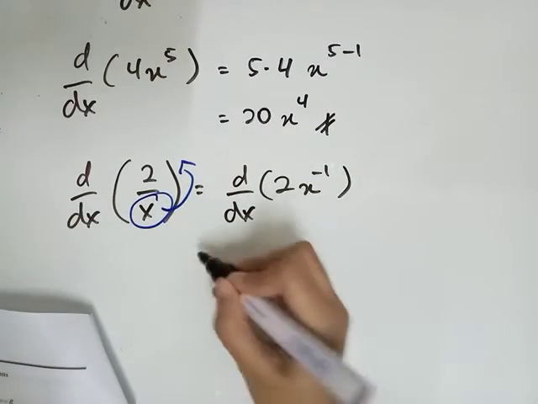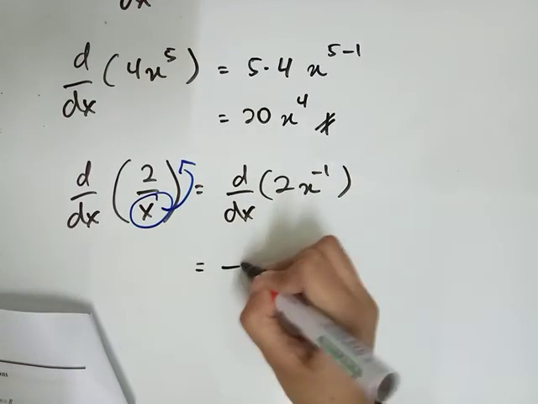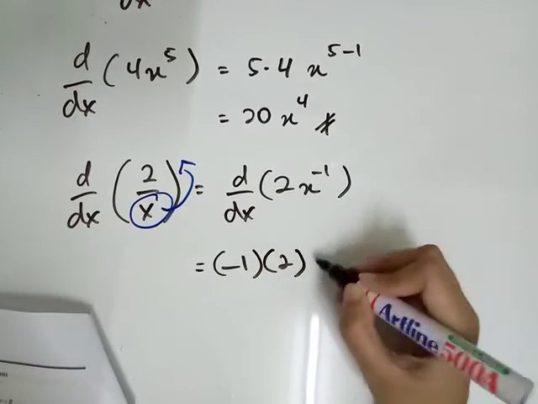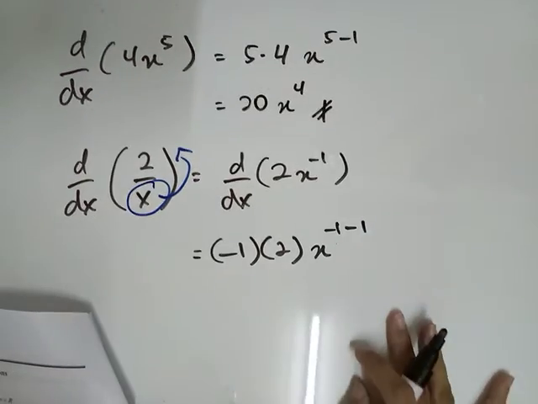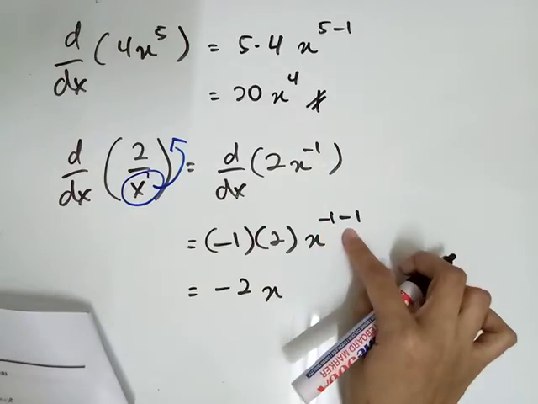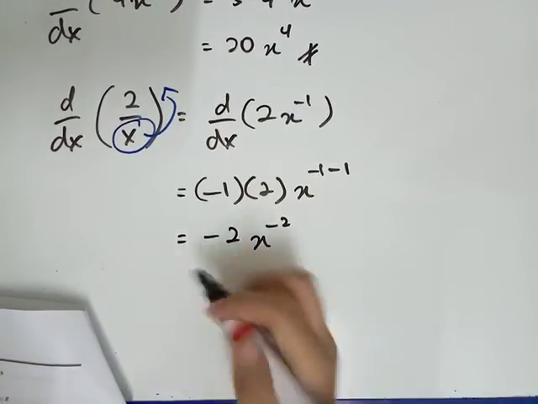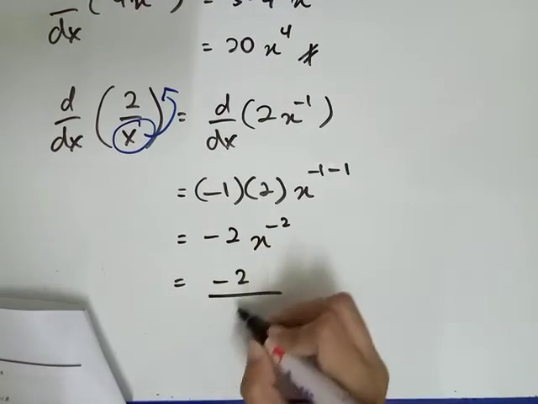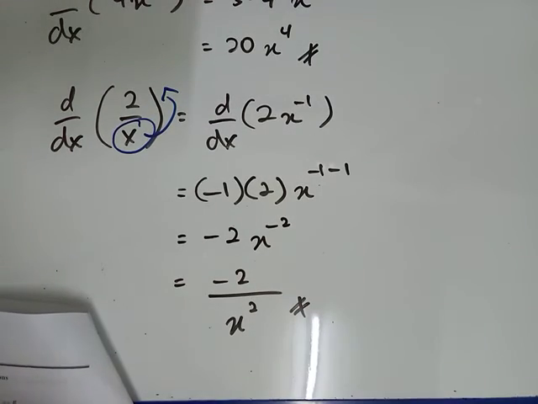And then differentiate 2x power negative 1. The power negative 1 you bring in front. Negative 1 times 2, x, and negative 1 minus 1. So negative 1 times 2 is negative 2, x, negative 1 minus 1, you get negative 2. So the power is negative, so make it a positive value. So negative 2 over x power 2. Bring it down to the bottom to make it positive, making it a division. Alright? Okay, do you understand?